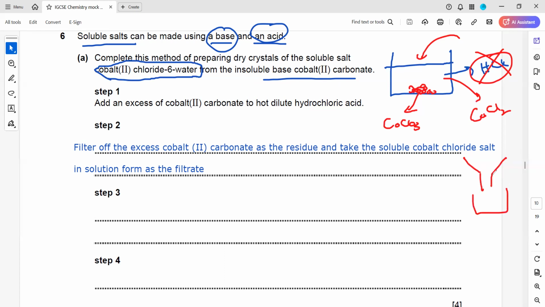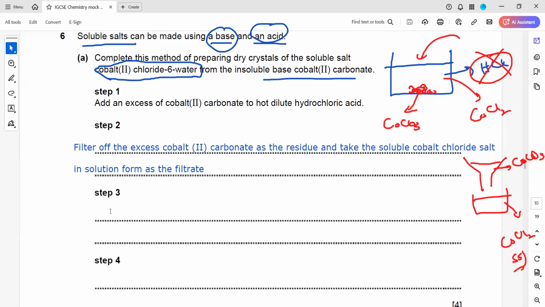When we carry out the filtration on the filter paper, what is left? What is left is the cobalt carbonate, unreacted. And what passes through the filter paper, that is the filtrate, that is the cobalt chloride solution, aqueous cobalt chloride. Then, because it's a soluble salt, we have to use crystallization.